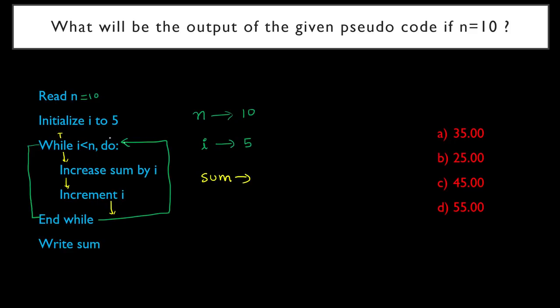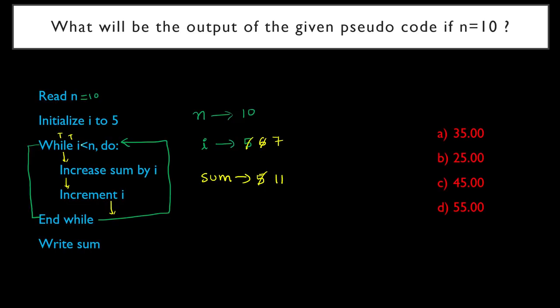They didn't say that sum will be initialized with 0, but let us assume that. So increase sum by I. What is the value of I? 5. So if you increase the value of sum by I, that means sum is 5. Next, increment I, so I becomes 6. Next you go back and check, 6 is less than 10, true, so you come down. Increase sum by I, so 5 plus 6 is 11. Increment I, so this became 7.